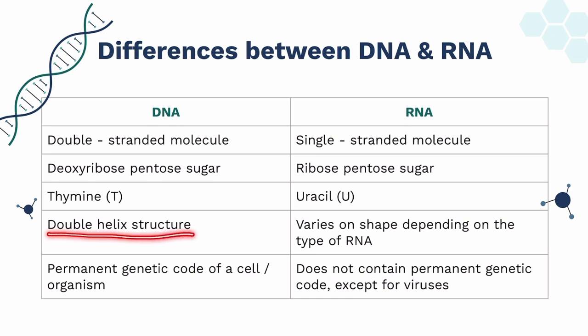DNA has a double helix structure, but RNA varies in shape depending on the type of RNA, which we will talk about in a second. DNA is the permanent genetic code. It is the universal genetic code of all organisms, while RNA is not a permanent genetic code except for some viruses.